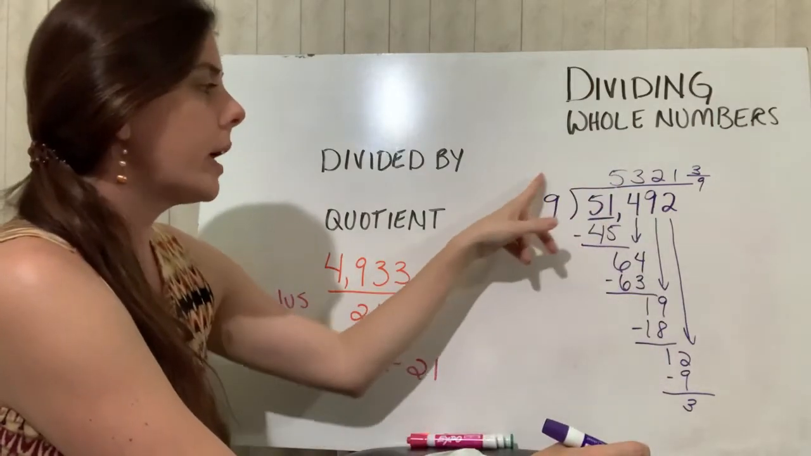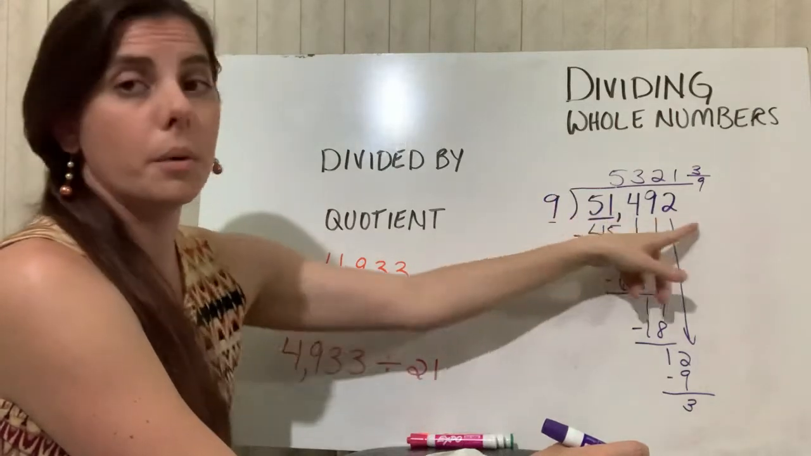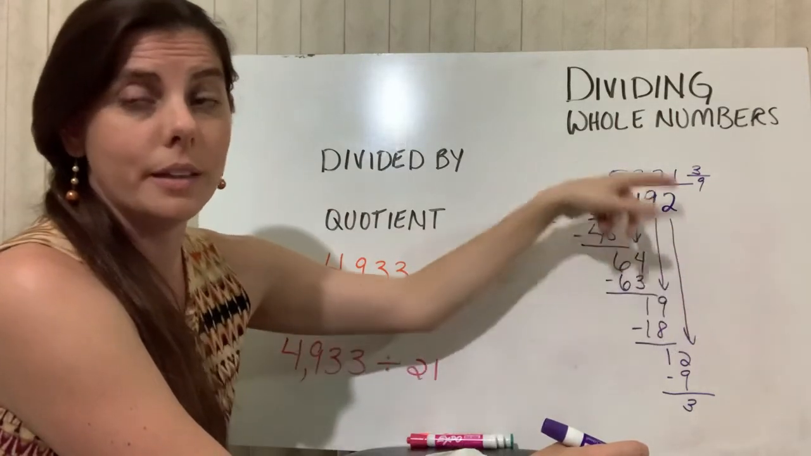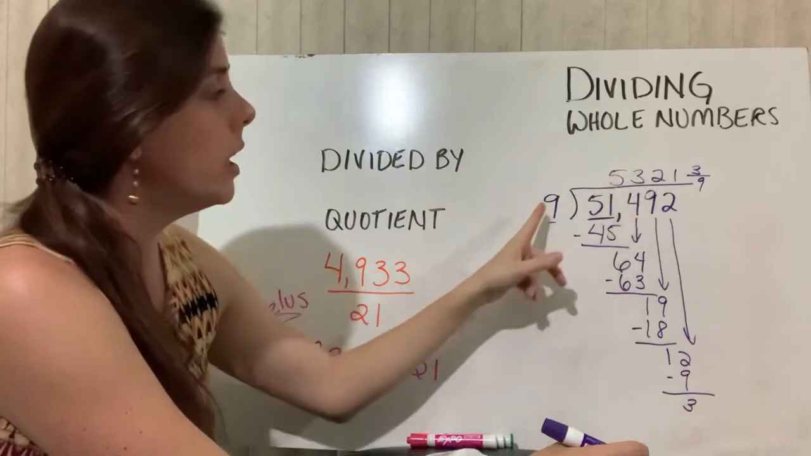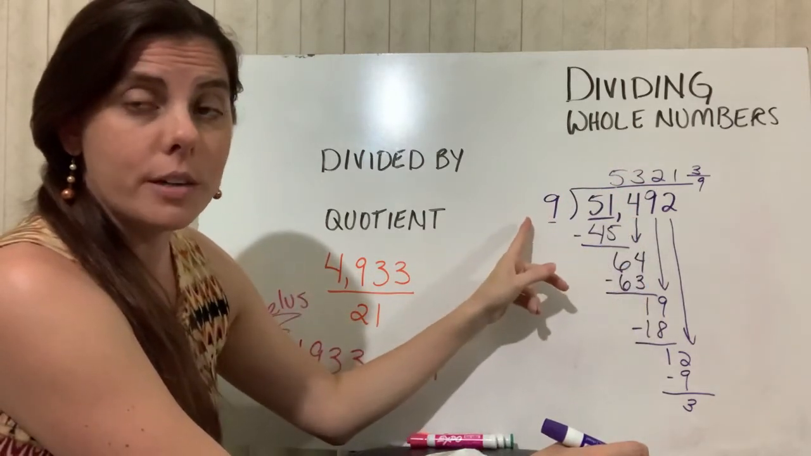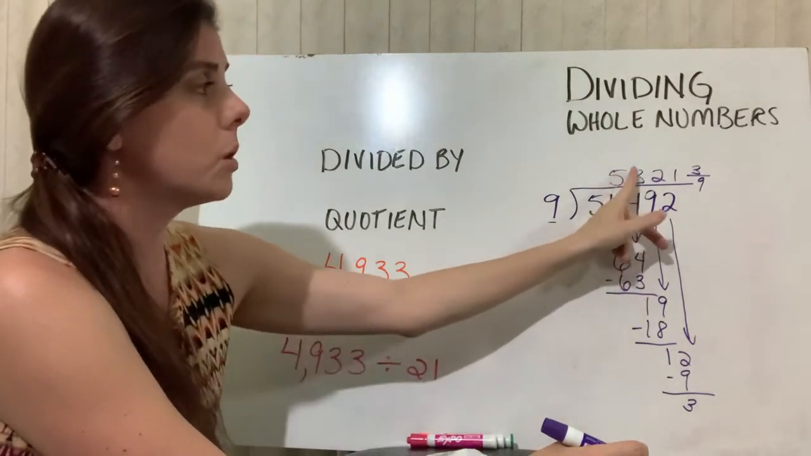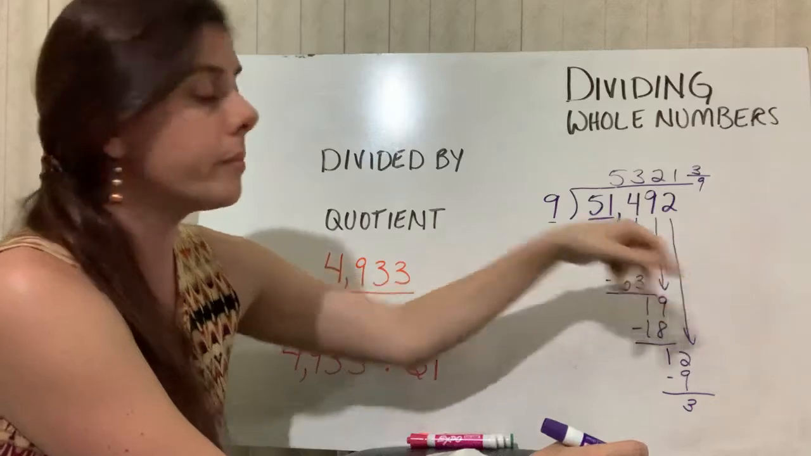So we look at our divisor. The number on the outside is our divisor. The number underneath is called our dividend, and the answer is called the quotient. So we see what number we can actually put our divisor into. We had to go into the first two numbers, and that's where we start our number on top.